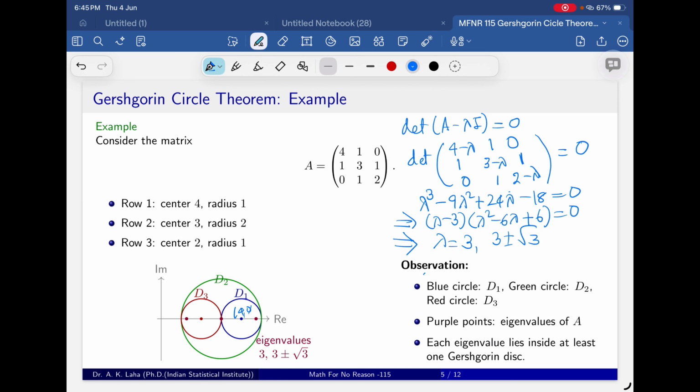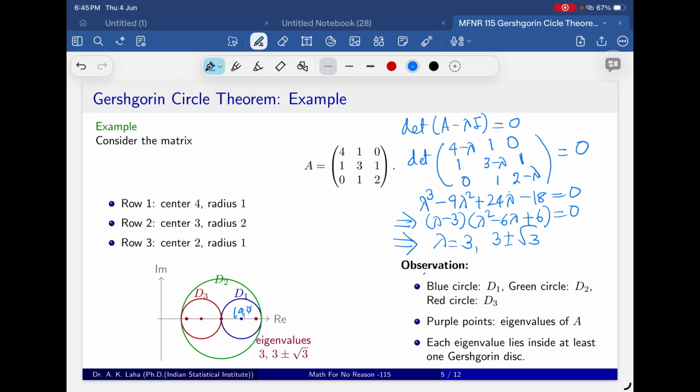So if we do the direct computation of the eigenvalue, we just have to compute the determinant of A minus lambda I, where I is the 3 cross 3 identity matrix, and put that equal to 0 and then solve. Such straightforward computations will give us that lambda is equal to 3 or 3 plus minus root 3. So we have 3 roots, 3 and 3 plus minus root 3.